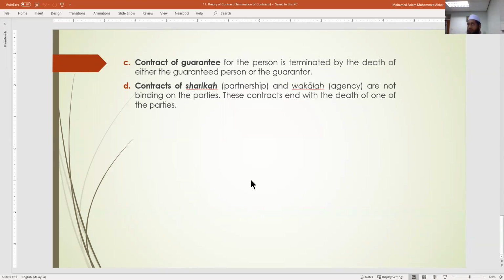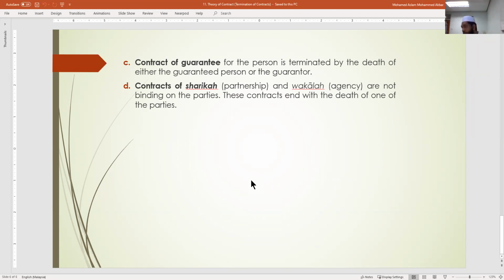Also, it goes for partnership. Partnership is the same thing. If I'm a partner in something and I passed away, then the contract is cancelled, terminated. Of course, if money is involved in that partnership, then the other partner has to settle the money back to the heirs, the children, and then the children can decide whether they want to take the money out or continue with the partnership.